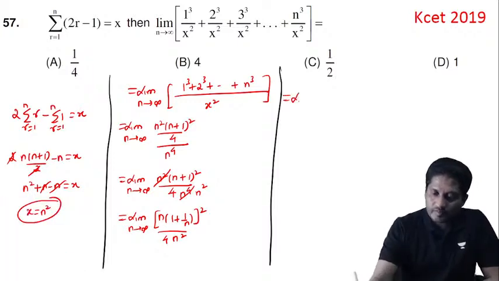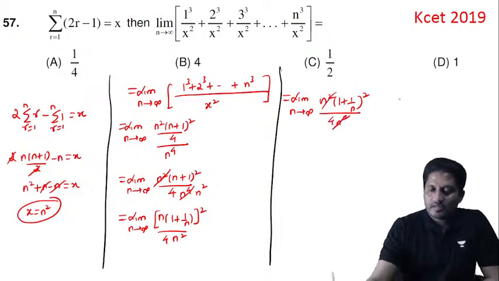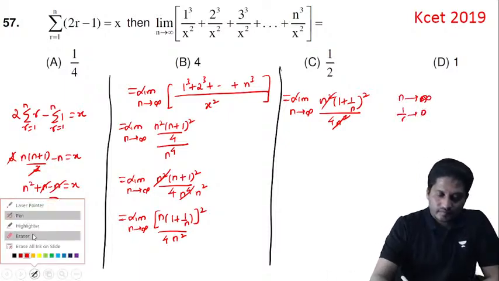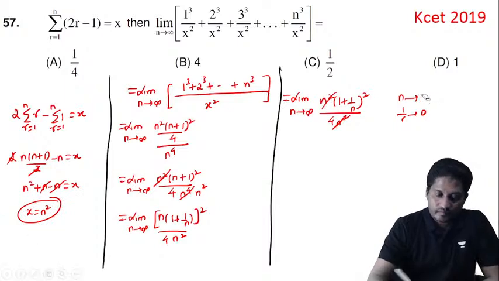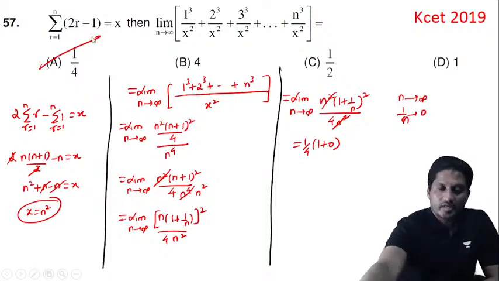So this is equal to limit n is tending to infinity of n square into 1 plus 1 by n the whole square divided by 4n square. This will cancel. Now when n is tending to infinity, obviously 1 by n will tend to 0. Answer is 1 by 4 into 1 plus 0, which is 1 by 4. Answer is option A.